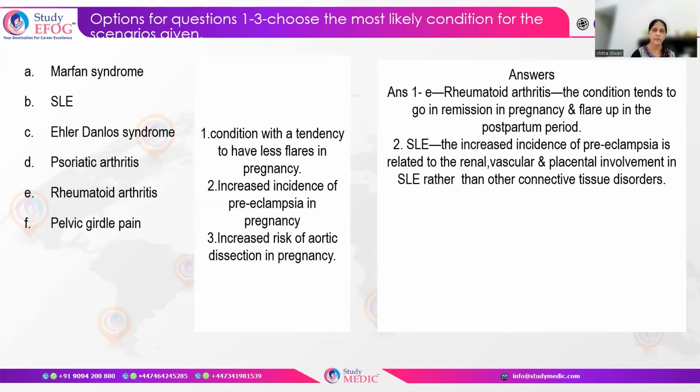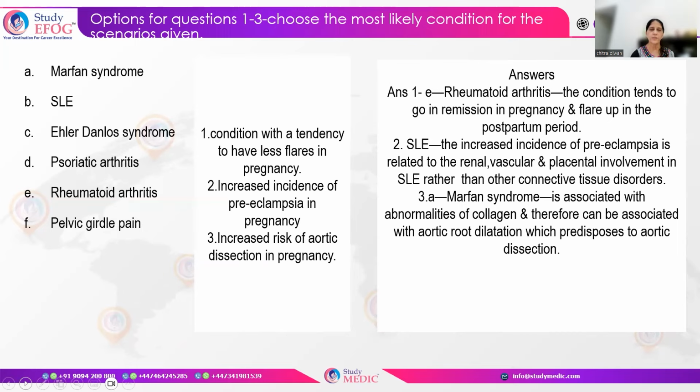It could either be Ehlers-Danlos syndrome or it could be Marfan's. Both of these options are correct, but if they specifically mention Ehlers-Danlos type 4, then that is more associated with risk of aortic rupture rather than dissection in pregnancy. So aortic dissection, more commonly it is Marfan. If they say aortic rupture, then it will be Ehlers-Danlos syndrome.